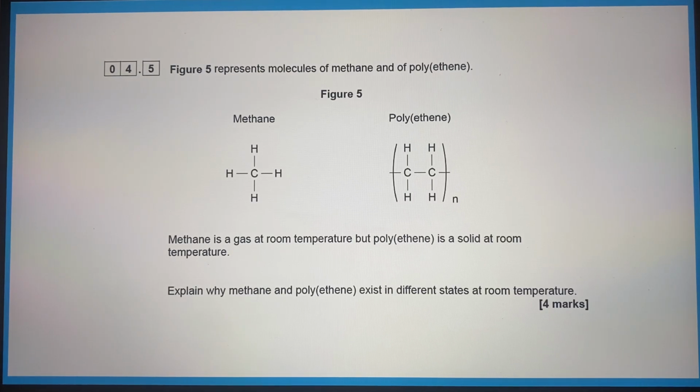Sub-question 4.5. Figure 5 represents molecules of methane and of polyethene. Methane is a gas at room temperature, but polyethene is a solid at room temperature. Explain why methane and polyethene exist in different states at room temperature. 4 marks.